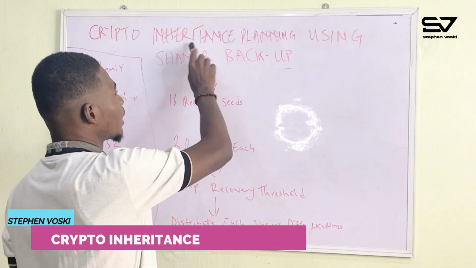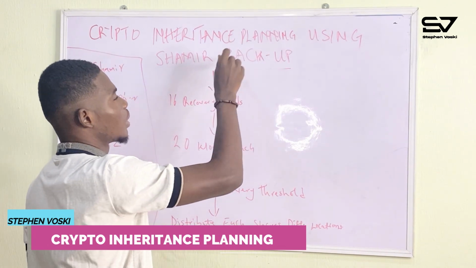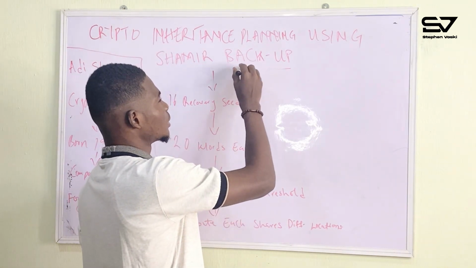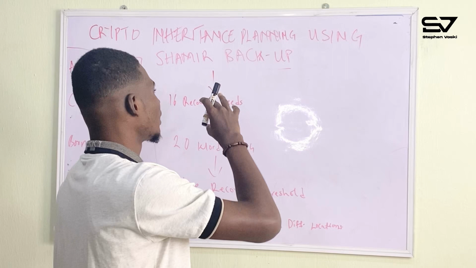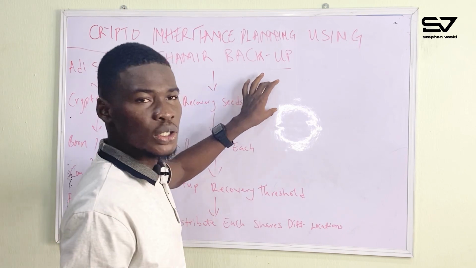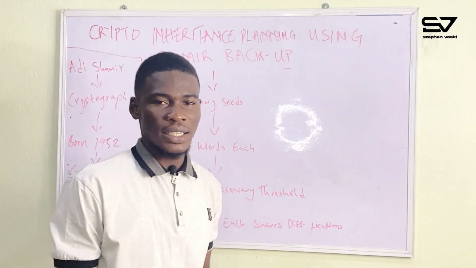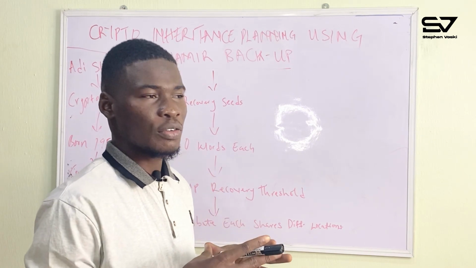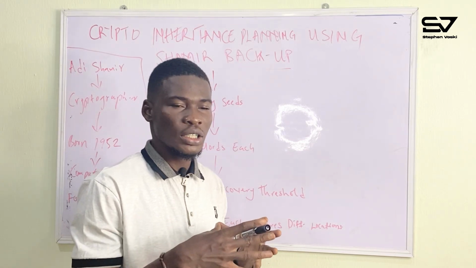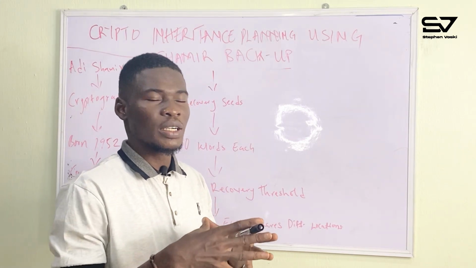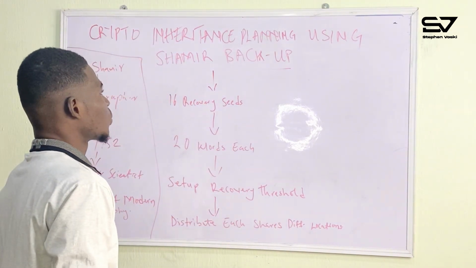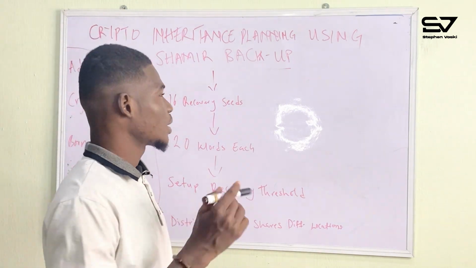Okay, crypto inheritance planning using Shamir Backup. Okay, so Shamir Backup, it's a kind of backup you can use to be able to will your digital assets or any encrypted kind of message, not just a digital asset, any encrypted message, document, or anything that can be encrypted using cryptography. Okay, so it works in this way. This is how the Shamir Backup works.